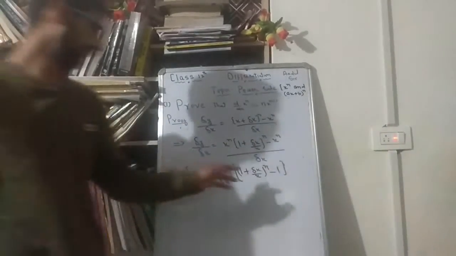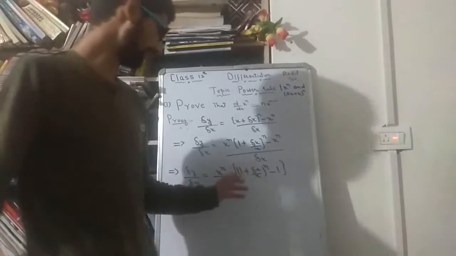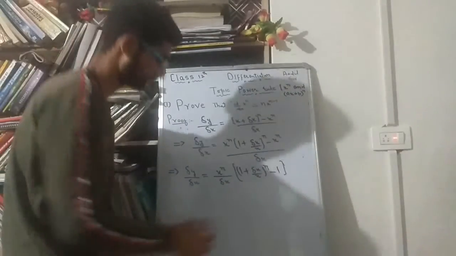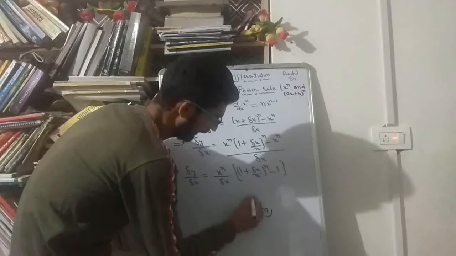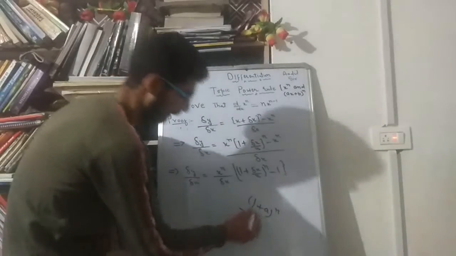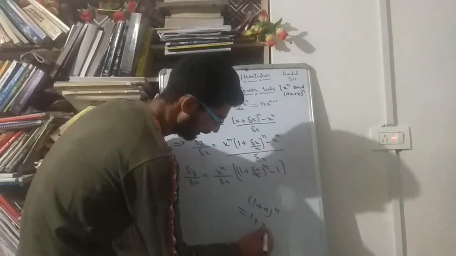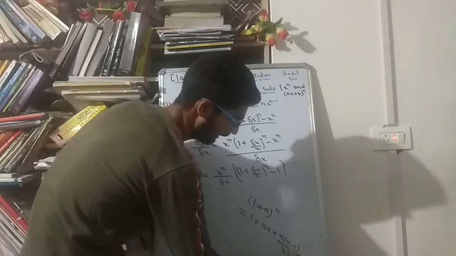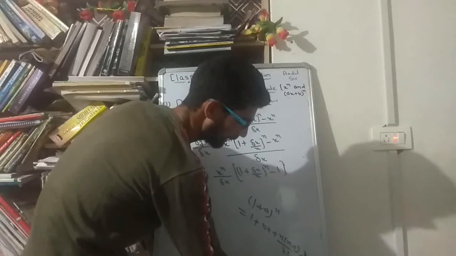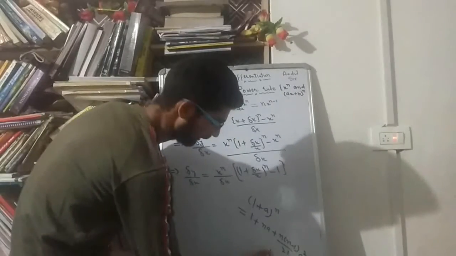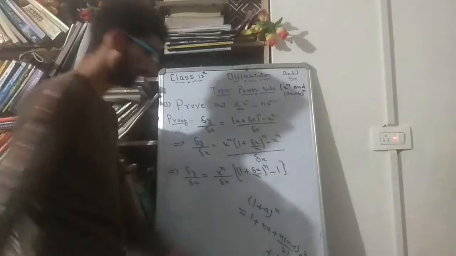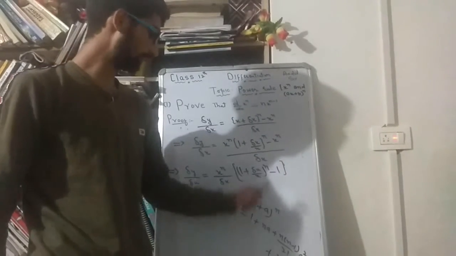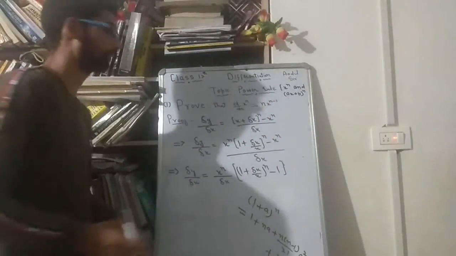Now we have this as 1 plus a whole raised to the power n, and we know that by the binomial theorem this (1 plus a) raised to the power n is equal to 1 plus n a plus n into (n minus 1) divided by 2 factorial a raised to the power 2 plus so on, up to a raised to the power n. We will now use this formula, and we will get our result.